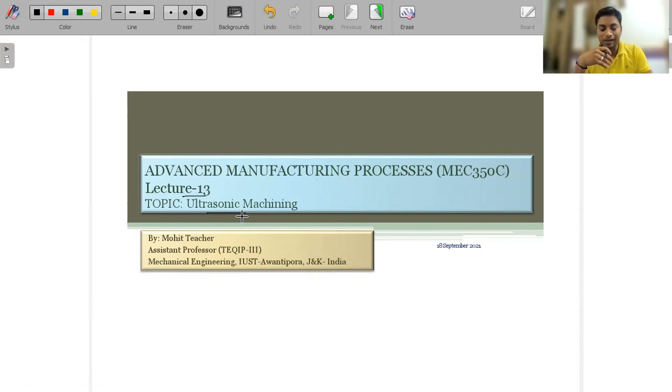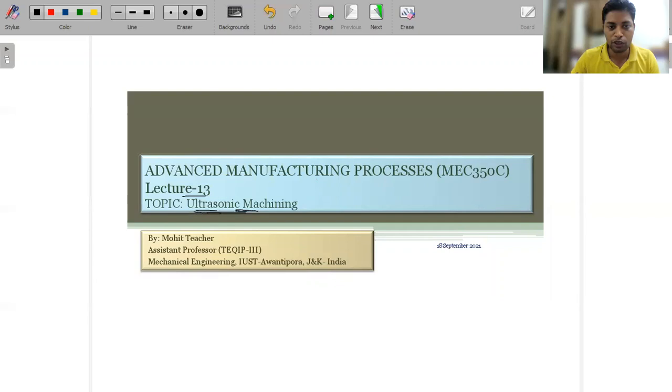We discussed how material removal occurs for both kinds of material, brittle and ductile, and we discussed some numerical problems as well. Let's start with another advanced machining process, the ultrasonic machining process. The same way I have discussed before, we will discuss the principle first, then move to the working part, then how the material removal actually takes place. In this topic there are also two objective problems that we will discuss. Okay guys, so let's start.